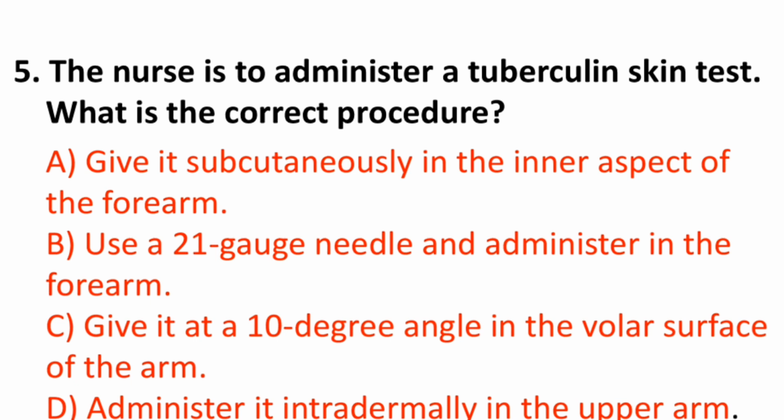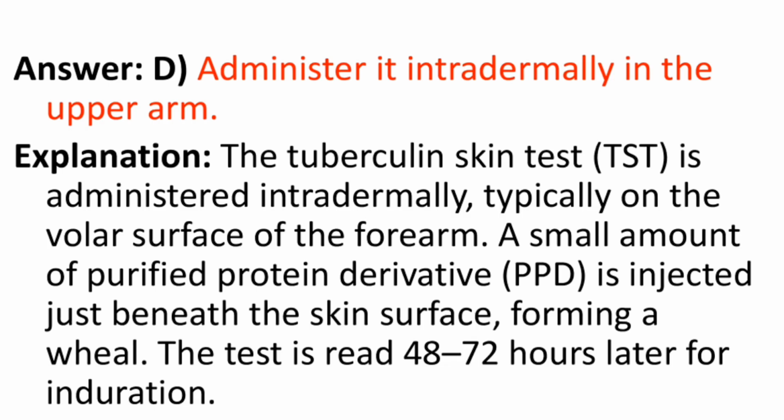The next question. The nurse is to administer a tuberculin skin test. What is the correct procedure? Give it subcutaneously in the inner aspect of the forearm. Use a 21 gauge needle administered in the forearm. Give it at a 10-degree angle in the volar surface. Administer it intradermally. The correct answer is option D, administer it intradermally in the upper arm.